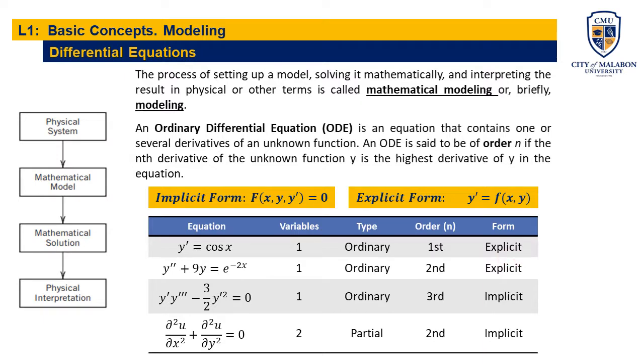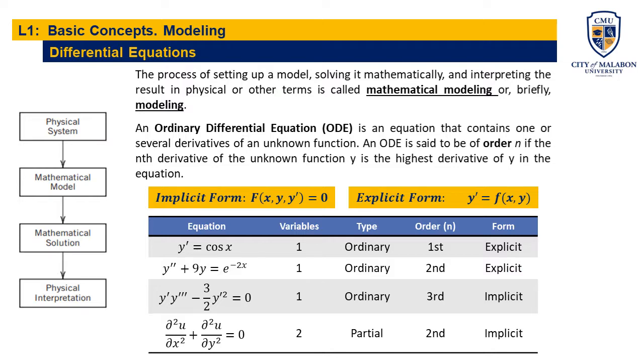Next, we have y double prime plus 9y is equal to e raised to the negative 2x. This differential equation has one variable, and it is also an ordinary differential equation, but it is of the second order, because the highest derivative is the double prime, or the second derivative of y. This equation is written in the explicit form.